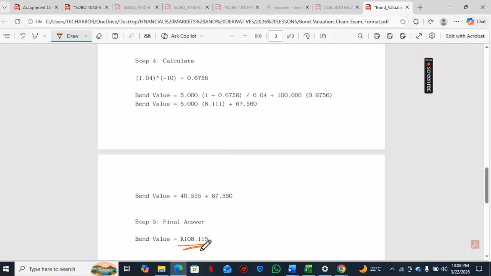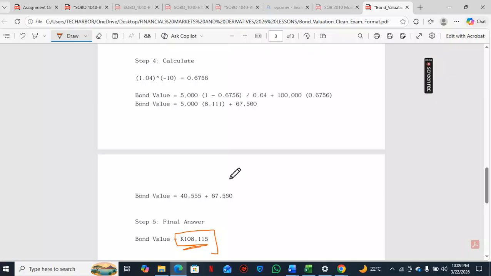Meaning again, the bond is selling at a premium. You are paying more than the par value, so the bond is selling at a premium. If you are paying less than the par value, then the bond is selling at a discount. So you will purchase this bond and pay 108,115 kwacha. Then in the first 6 months, you'll be paid the interest of 5,000. The other 6 months, you'll be paid another 5,000. That will continue for 5 years.